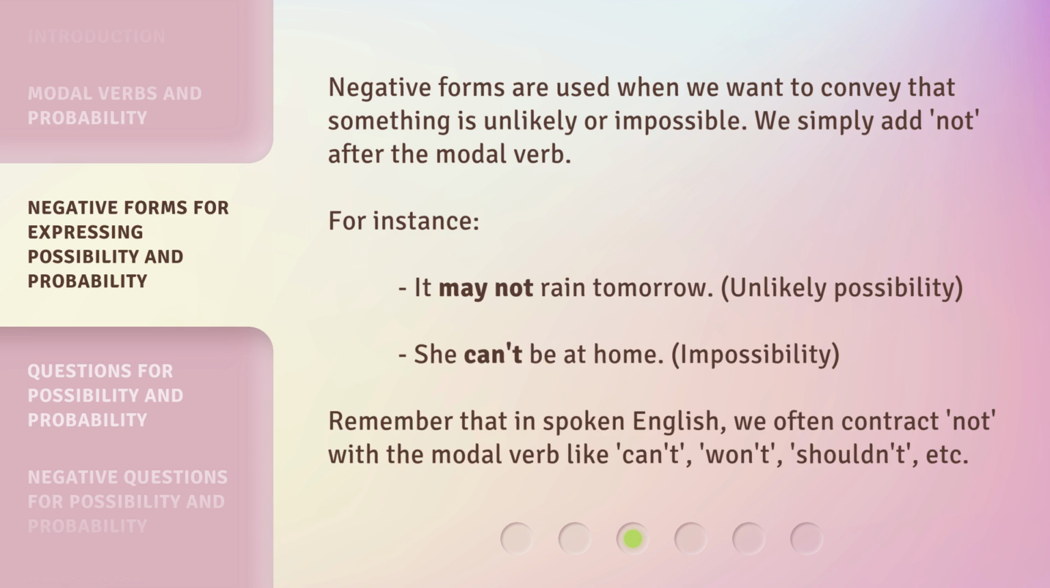Negative forms are used when we want to convey that something is unlikely or impossible. We simply add not after the modal verb. For instance, it may not rain tomorrow. Unlikely possibility. She can't be at home. Impossibility. Remember that in spoken English, we often contract not with the modal verb, like can't, won't, shouldn't, etc.